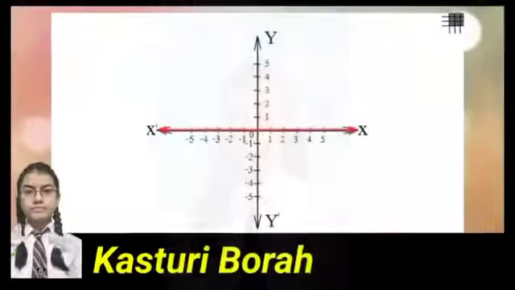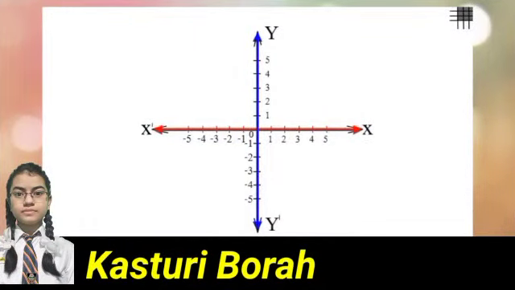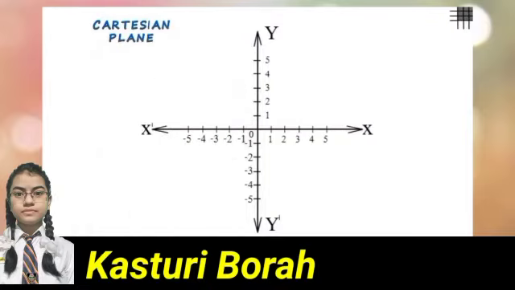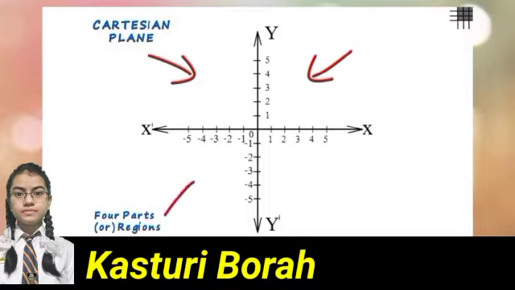So, without any delay, let's look at the x and the y axis. These axes are used to describe a point on one single plane. This plane is called the Cartesian plane. As we can see, the Cartesian plane is divided into four parts or regions. This one, this one, this one and this one. Each one of them is called a quadrant.